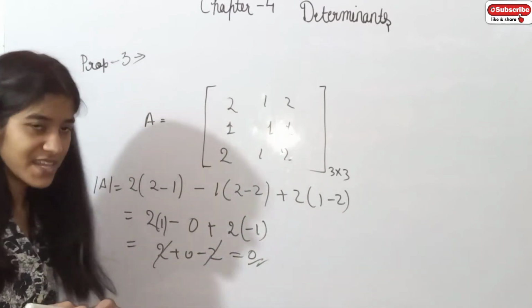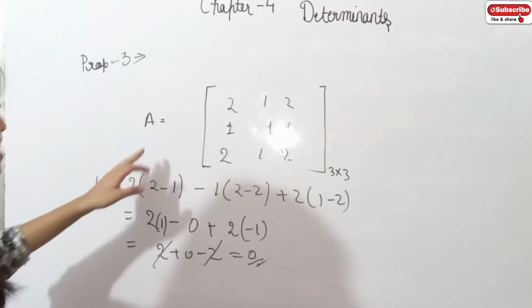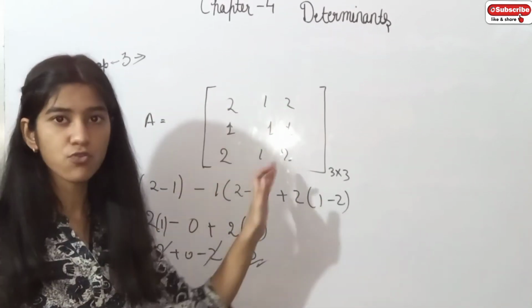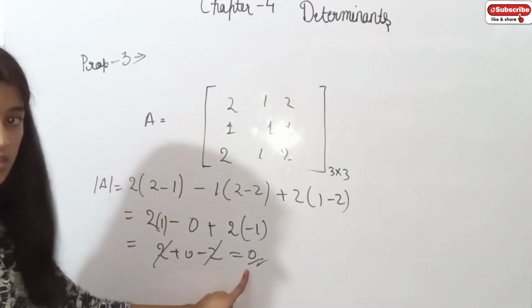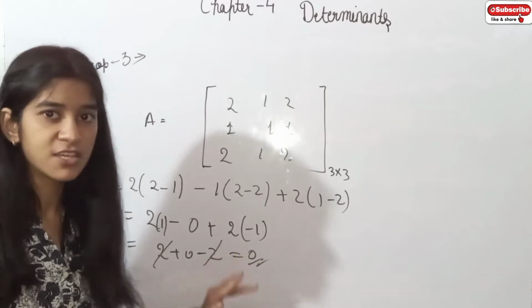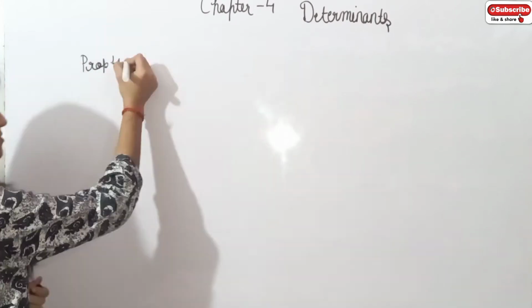So what is property third? Property third says that if any two rows or any two columns of a matrix are same, then the value of the determinant is 0. So the value of the determinant will be 0. This is the property third.